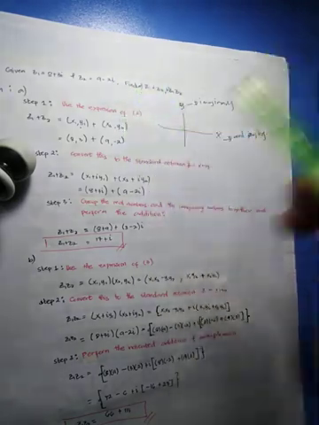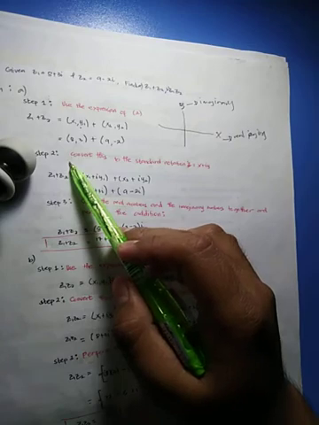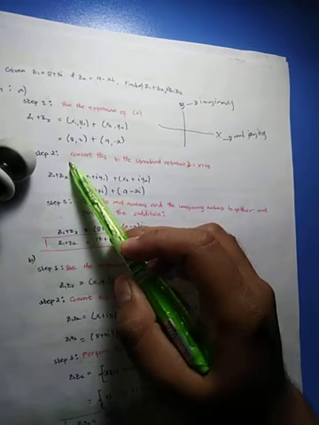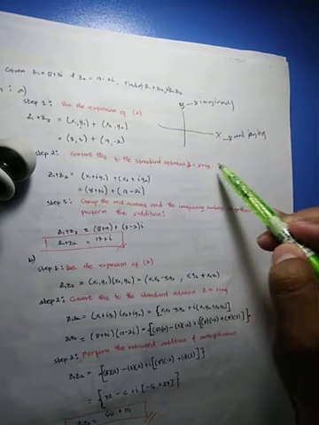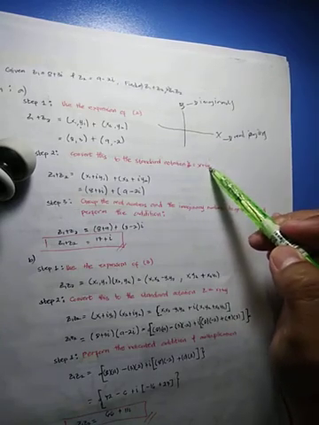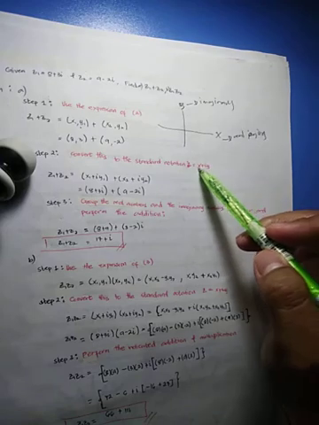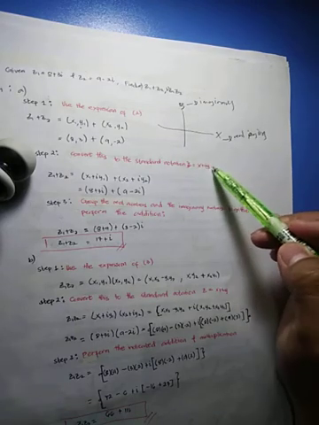So step number 2. For step number 2, convert this to the standard notation, z is equal to x plus iy, or z is equal to x plus imaginary multiplied by y.